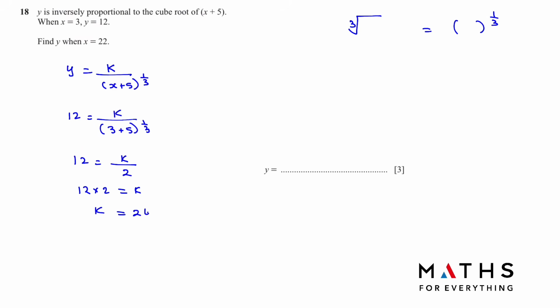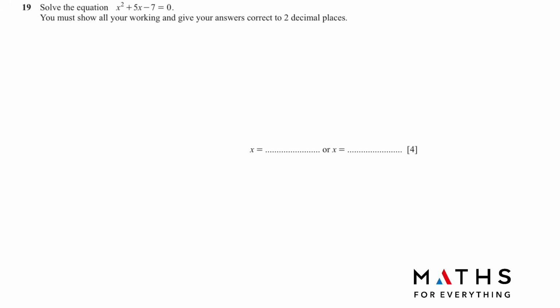In the proportion questions, the first thing you have to do is make the equation and then find the constant of proportionality, k. This is when it is inverse. If it was directly proportional, we would have written it as y is equal to k times x plus 5 to the power of 1 over 3. Now that we have found our k, we will substitute it in our equation. K is 24 and x is 22. So 22 plus 5 cube root. Put it in the calculator and you will get the answer 8. So y is 8. Question number 19.